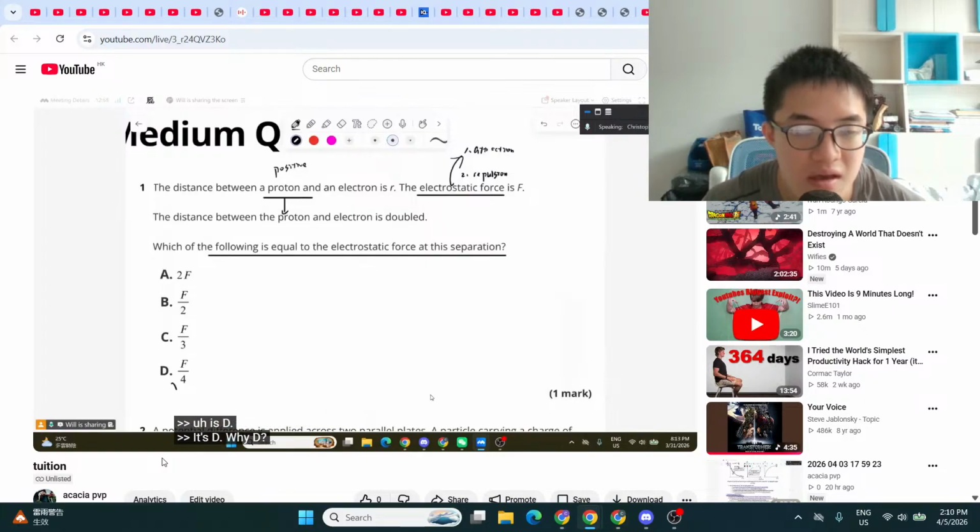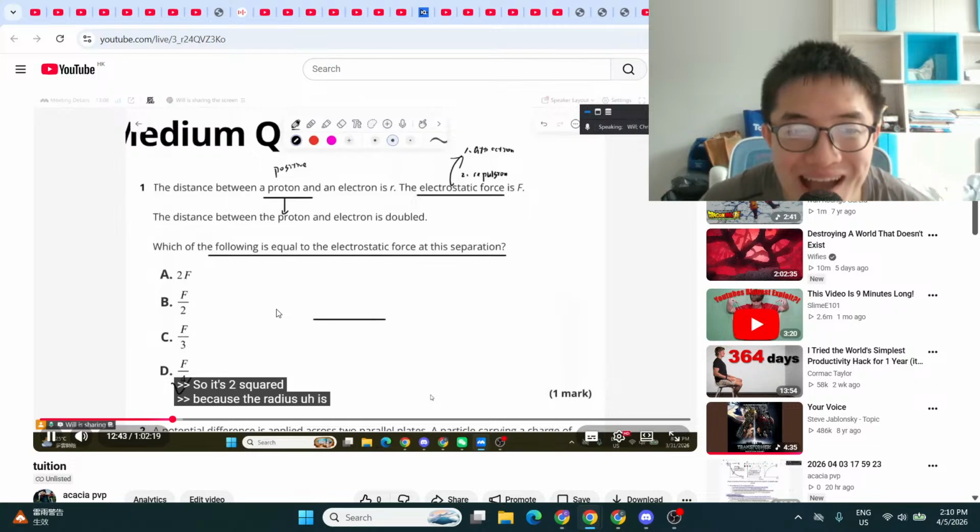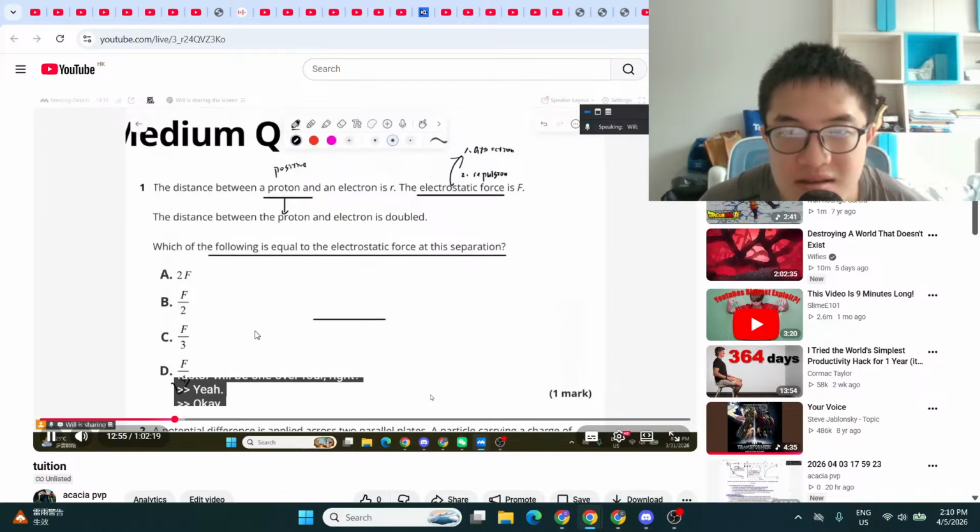Why D? Because the distance is doubled and distance is squared. So it's 2 squared. It's the radius. Double the denominator, right? And r squared will be 4, right? And with the 4, the factor will be 1/4, right? Yeah. Okay, so the final answer is right.